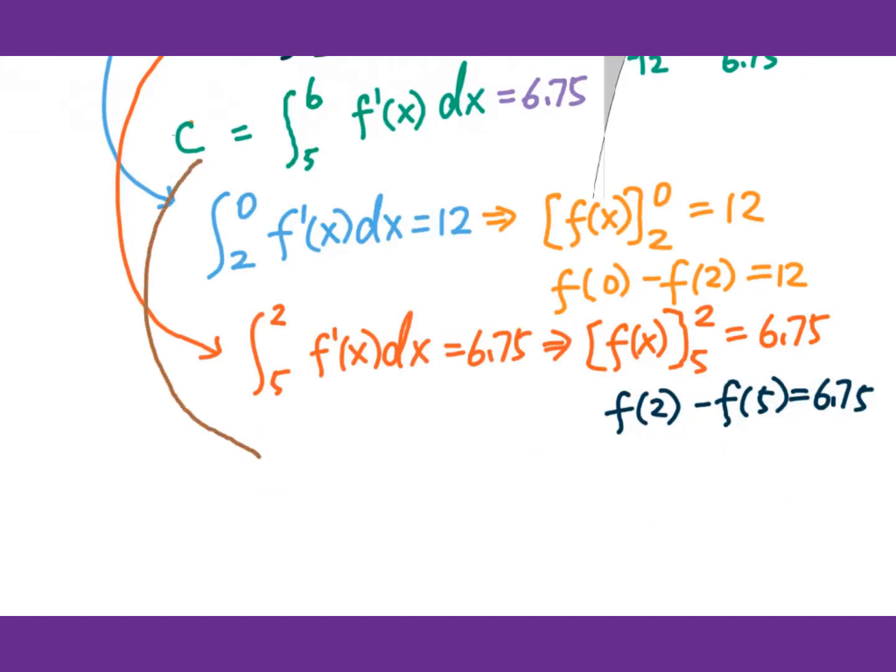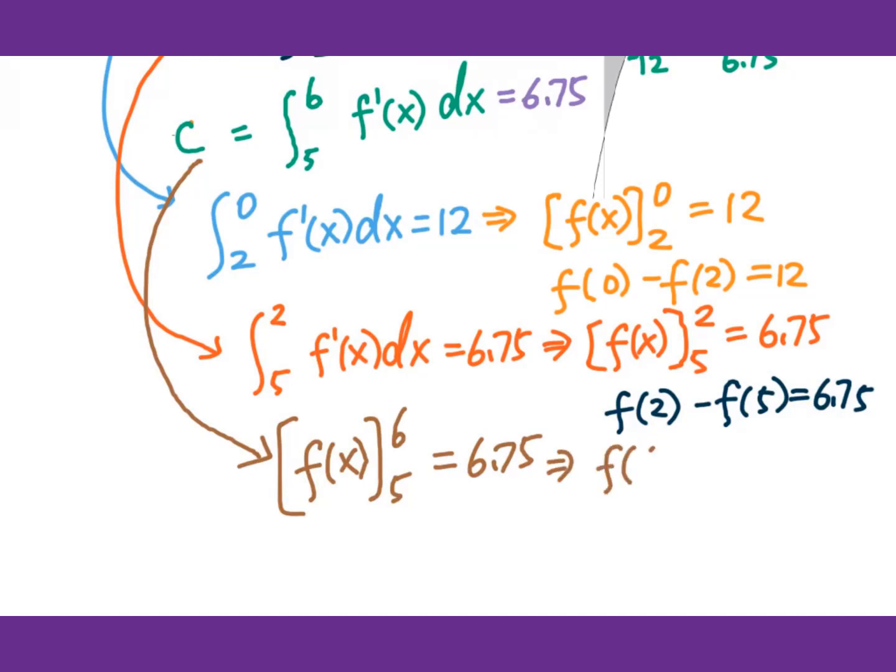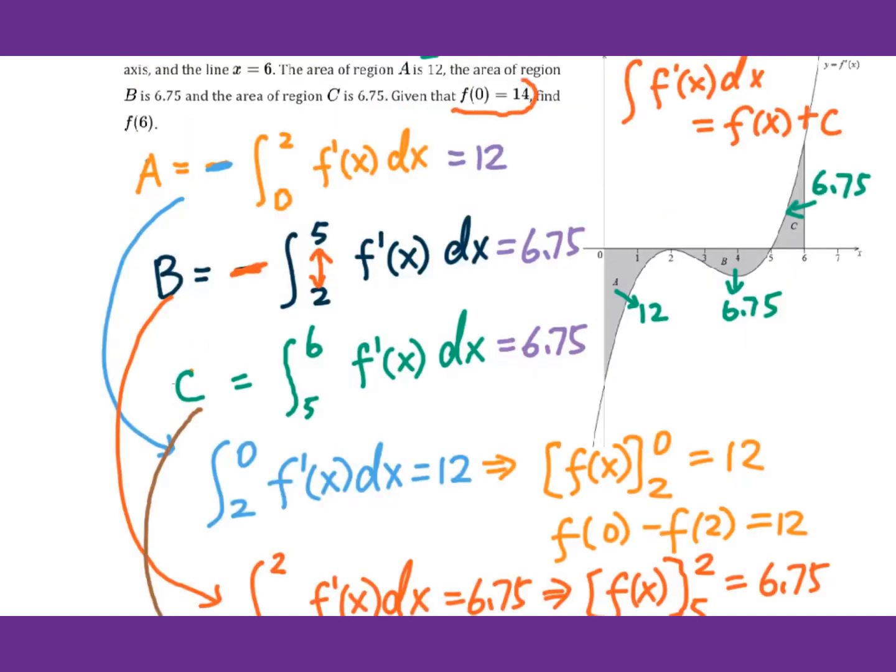For C, you will get f of x from 5 to 6 equals 6.75. So we have f of 6 minus f of 5 equals 6.75. We are given this information, f of 0 equals 14. We are looking for f of 6.